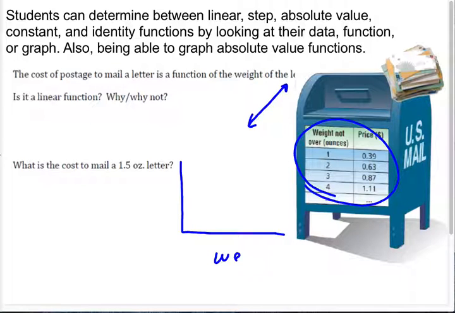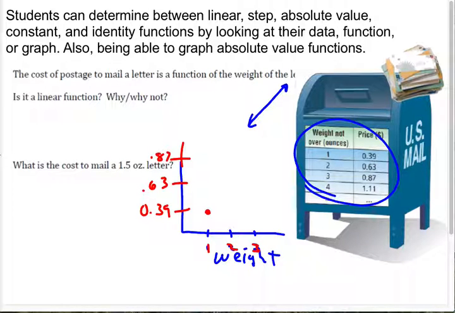And I'm going to put weight right here. There's 1 ounce, there's 2 ounces, there's 3 ounces. And just with the numbers they have over there, 39 cents, 63 cents, and up here we'll go with 87 cents. Now the first thing is, is it a linear equation? Well, 1 ounce costs 39 cents. So at 1, it's going to be 39 cents.